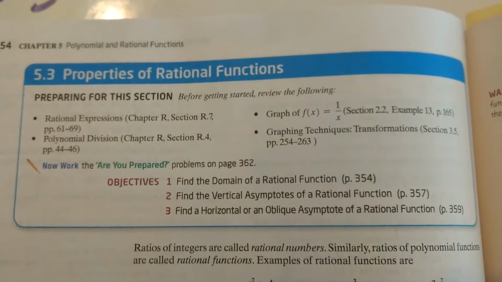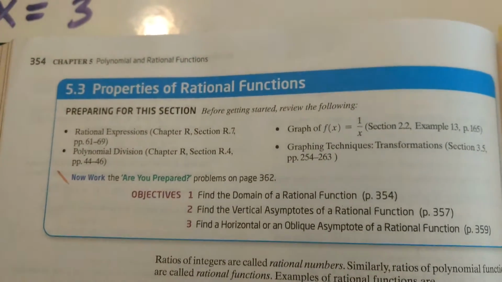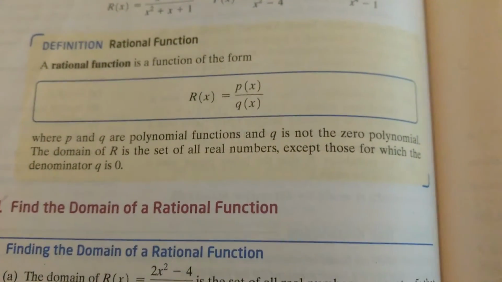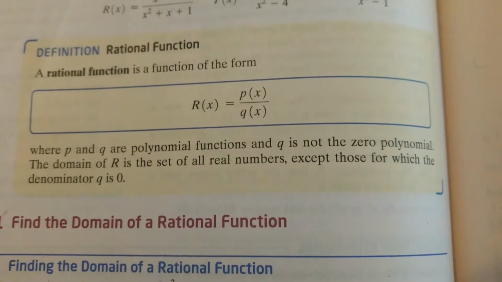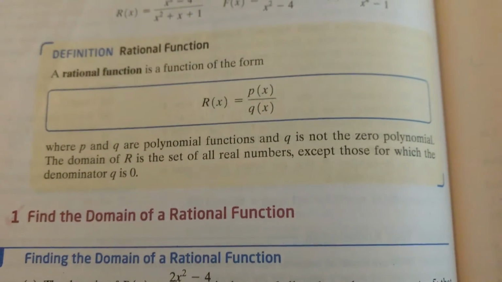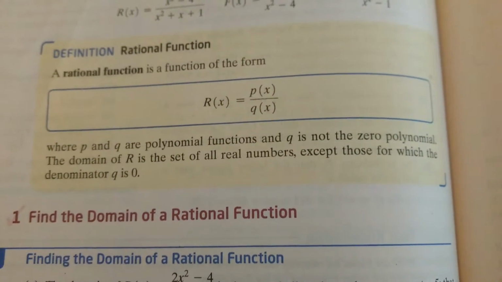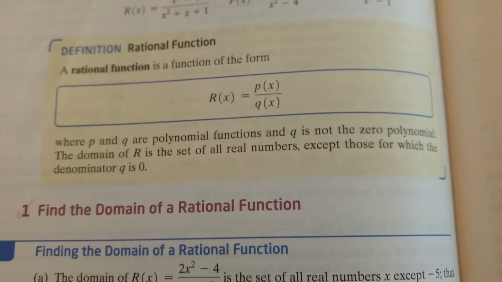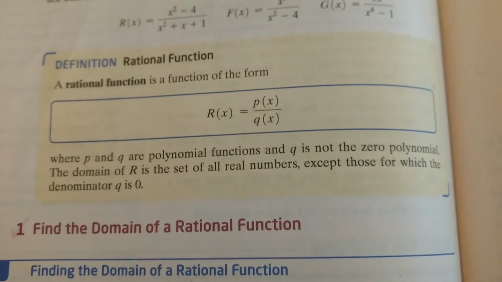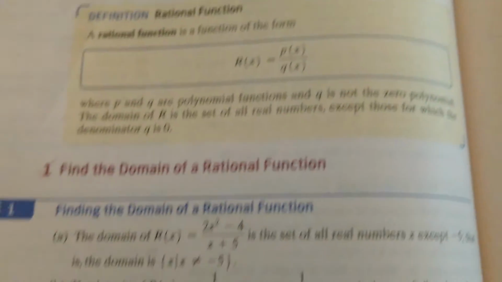Slide 3 for college algebra, which is on page 354. This deals with properties of rational functions. First thing we need to talk about is the makeup of a rational function. You can see that r of x is equal to p of x over q of x, meaning that we have a fraction. The problem is the fraction is not just numbers, it's going to be polynomials.